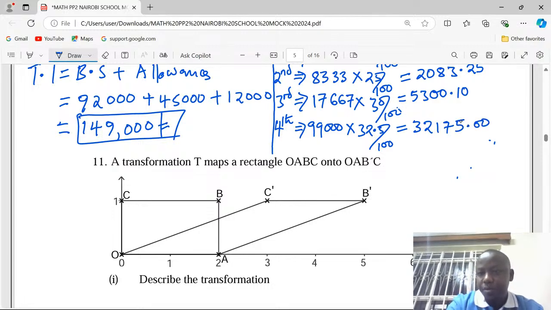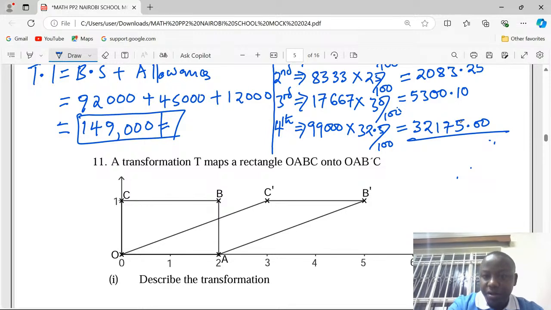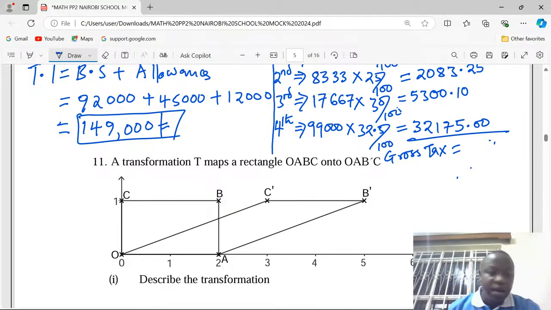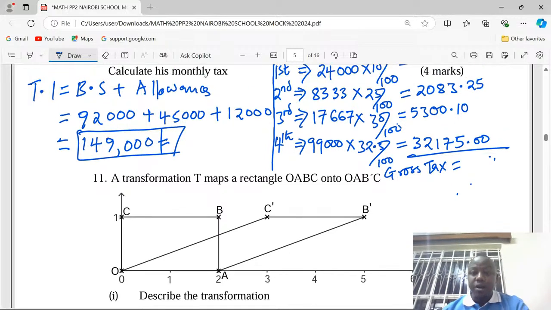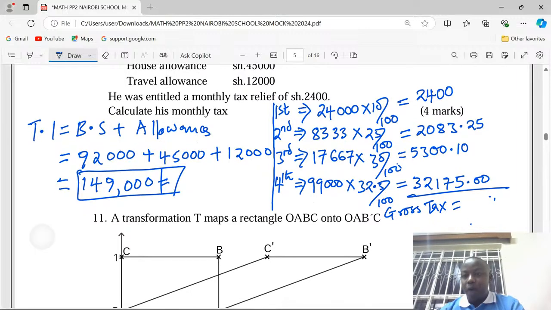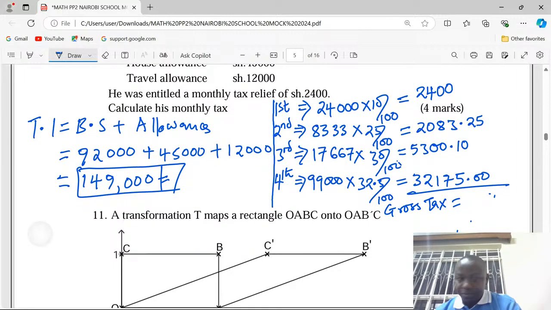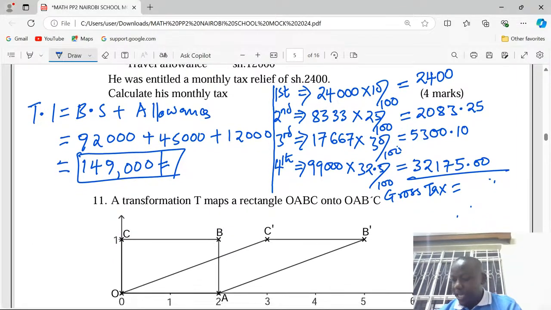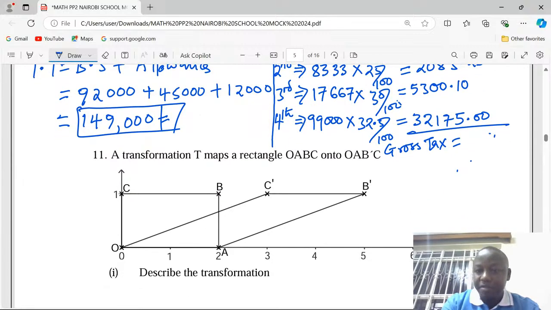So at this point we can add, and from addition, what we are getting is what we call gross tax, or the tax that this gentleman would have paid if it were not for the relief. So you add all the values from the table, and this is giving us 41,958.